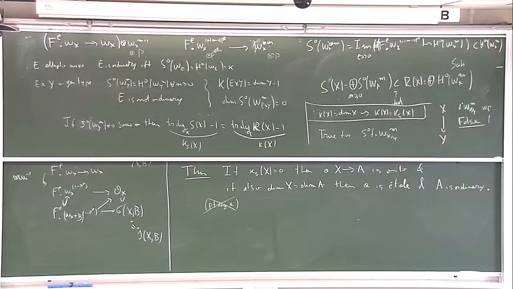Yeah, you're right. So the Kodaira dimension is the same as the dimension of X only if it's not 0. Correct. I see. Sorry. No problem.